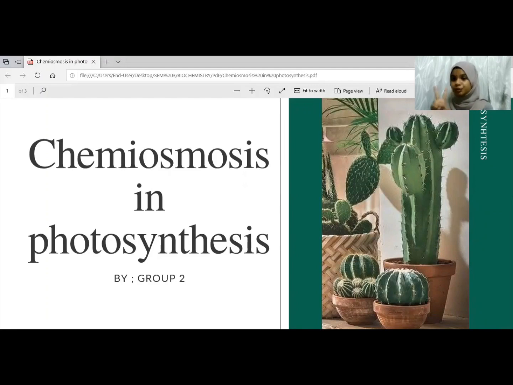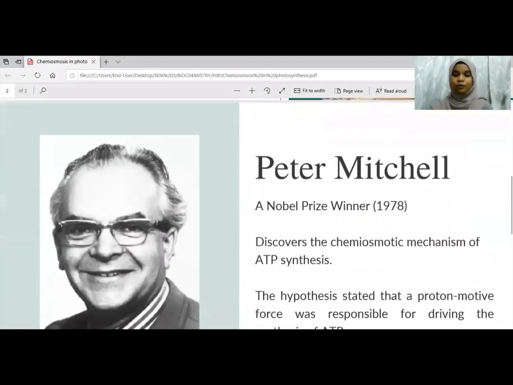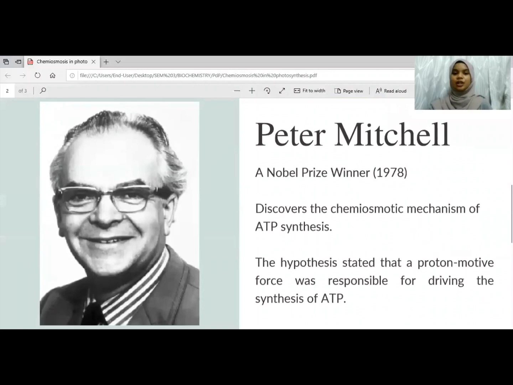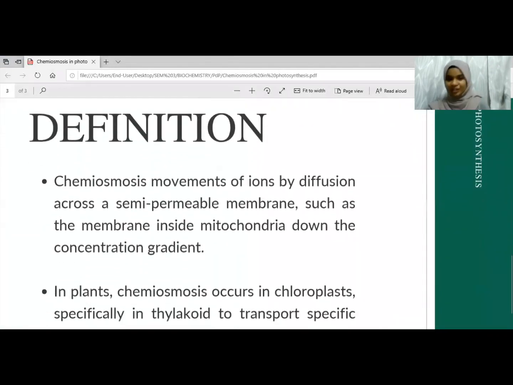Today we from group 2 will be presenting about chemiosmosis in photosynthesis, which is the core of all photosynthesis processes in all plants. But before that, I am going to introduce to you Peter Mitchell, a Nobel Prize winner. He won this award for his discovery of the chemiosmotic mechanism of ATP synthesis. This hypothesis stated that a proton motive force was used to drive the synthesis of ATP. So now let's get down to real business.